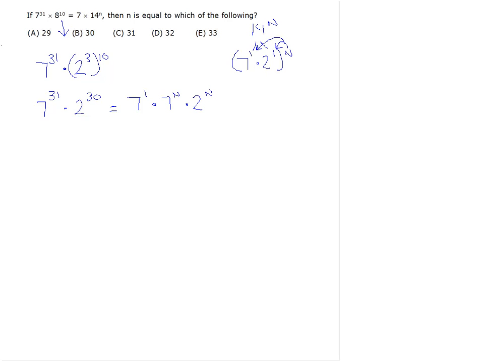Now, what's great about this question, or at least let me finish this up. So this gives us 7 to the 31 times 2 to the 30 equals 7 to the n plus 1 times 2 to the n. So why is this problem different? Why is this problem unique?